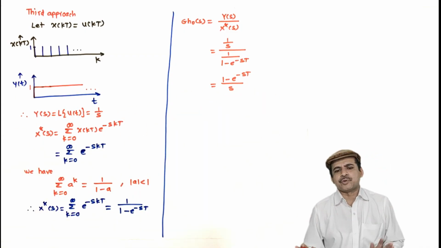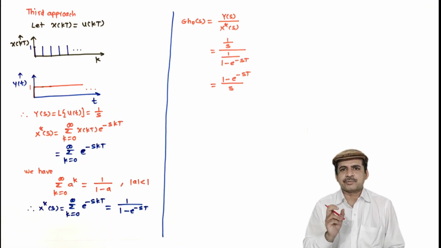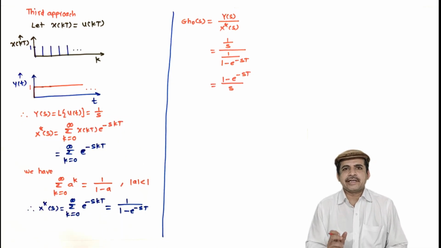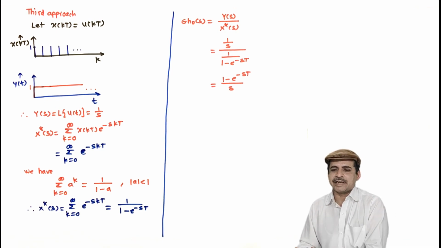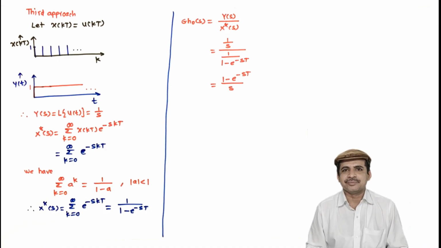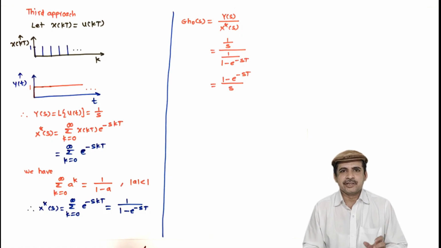You can go by any approach, but purposely I have taken this third approach because in finding the transfer function of the first order hold, we have to apply this method. For the first order hold, we cannot get the expression for the impulse response directly, as we got it for the zero order hold. We could apply the first two methods for the zero order hold because we were in a position to get the expression for the impulse response of the zero order hold, which is directly not available for the first order hold.